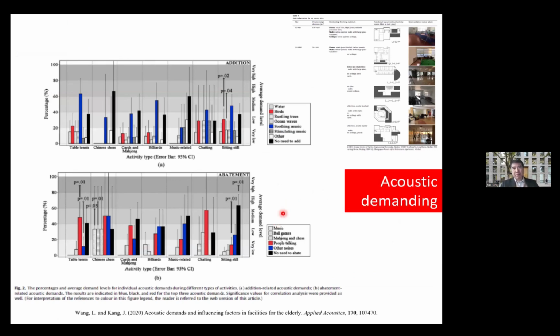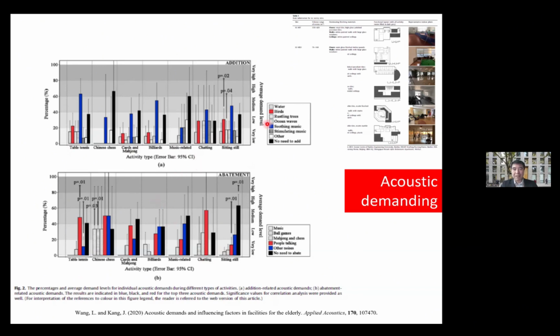Another aspect is about different activities, because that's important for care homes. Many people can't go outside, go to city or rural areas to enjoy. They just stay in care homes for a long time, so they have different activities. So for different activities, what kind of sound do you want, and what kind of sound do you not want?